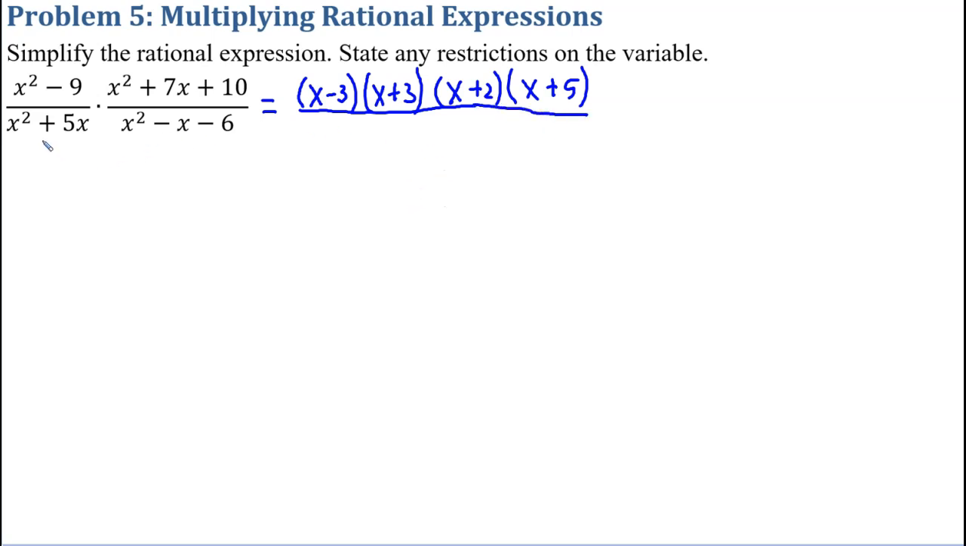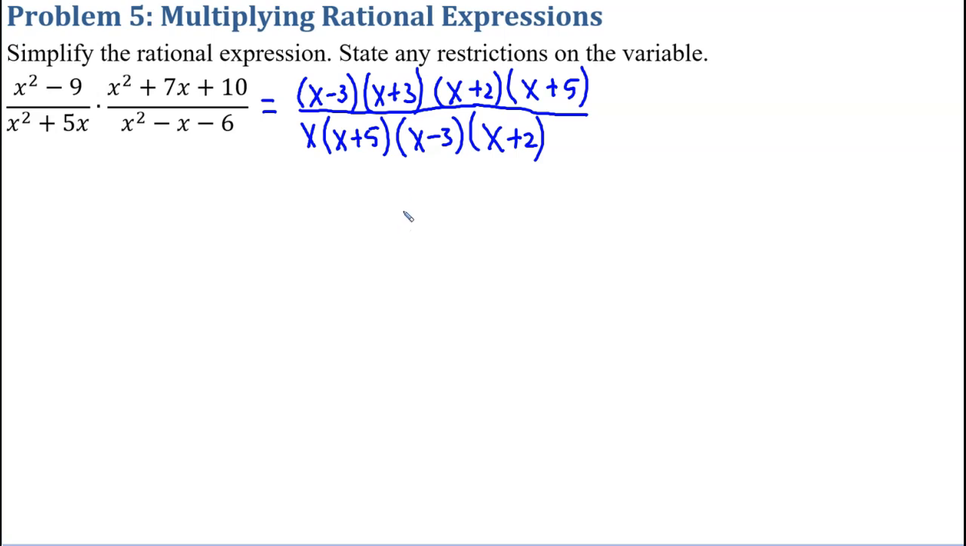Then same idea on the bottom. My first denominator, two terms. Notice both of them have an x in it, so I can pull that out. I can write this as an x times x plus 5. And then the second denominator, looks like I could factor that as an x minus 3 times an x plus 2. So we factored things, and again, multiplying just comes down to writing those factors next to each other.